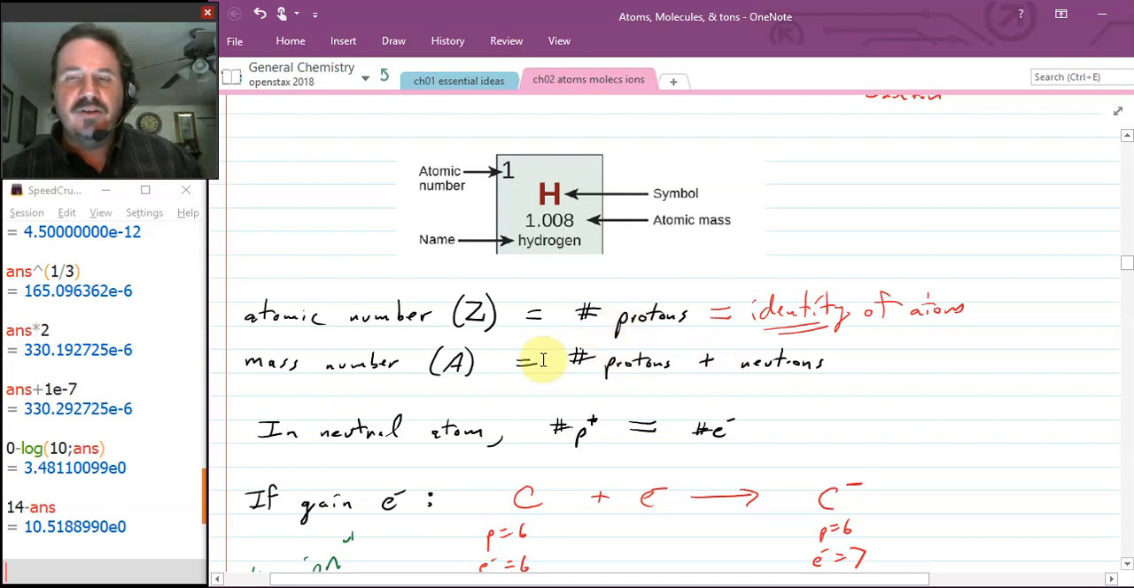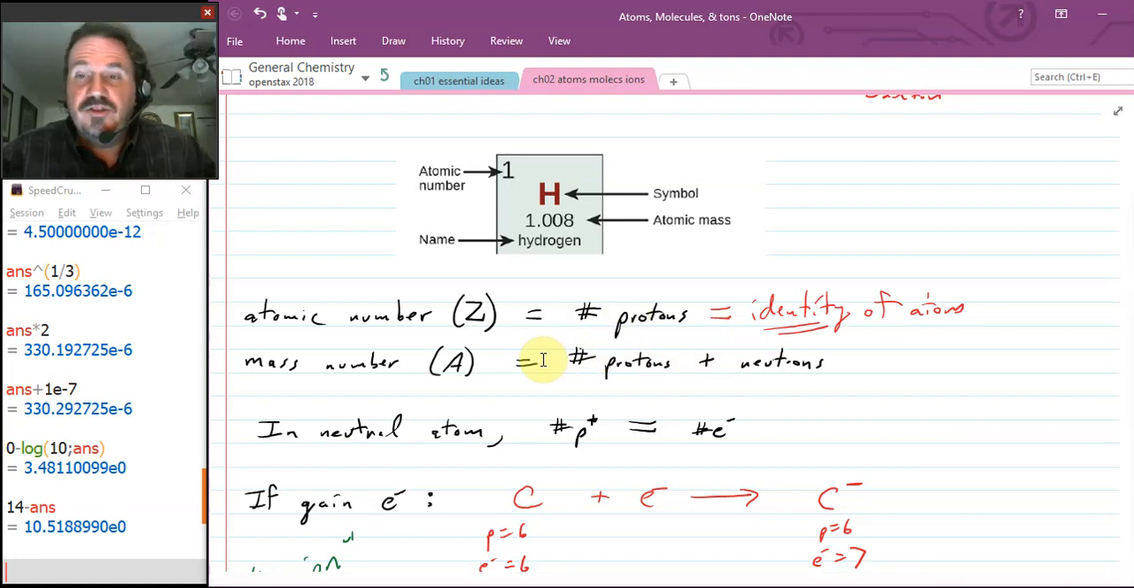And so you get a sense of how much it would actually weigh in AMUs by looking at the mass number, which is you're just counting. Hey, there's 6 protons and there's 8 neutrons. That's a grand total of 14. Mass number is 14. Okay, just add them up.